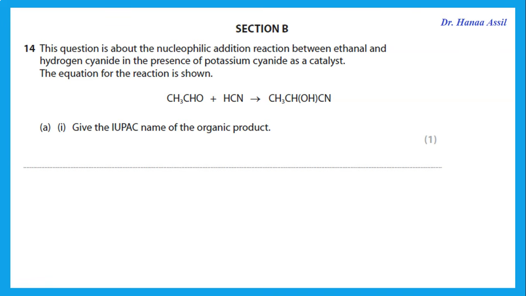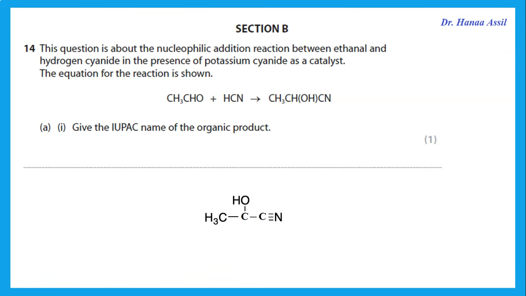Question 14 says, this question is about the nucleophilic addition reaction between ethanol and hydrogen cyanide in the presence of potassium cyanide as a catalyst. The equation for the reaction is shown. Give the IUPAC name of the product. What is this product? This is the product that he got. How do we name this?